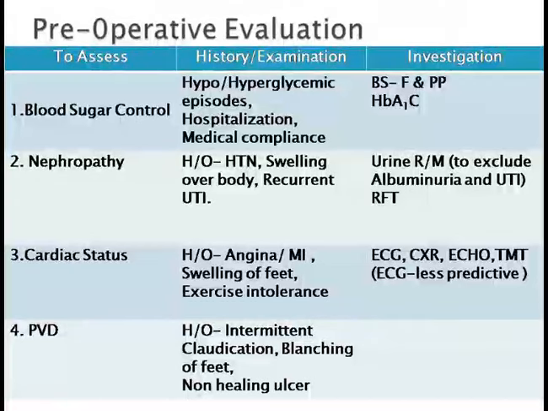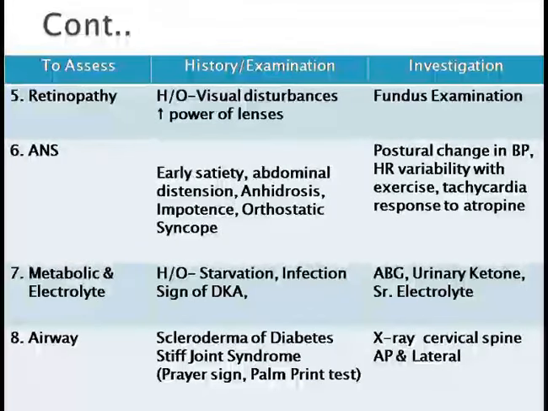The preoperative evaluation needs to be done very thoroughly. Assess the patient's blood sugar control by doing fasting and postprandial sugars and HbA1c. Have a look at nephropathy by doing urine routine, albumin and renal functions. Check the cardiac status by ECG, X-ray, echo, TMT, and peripheral vascular disease by the history of intermittent claudication and non-healing ulcers.